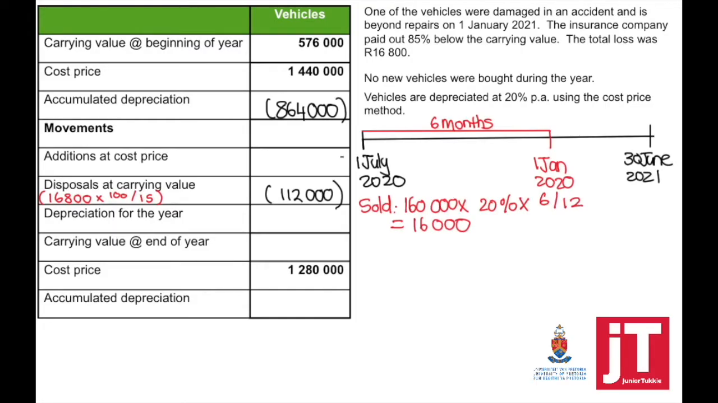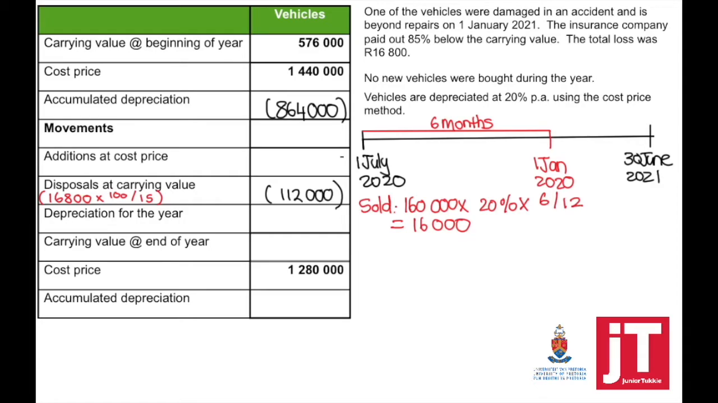If I now look at solving depreciation, the depreciation must be calculated on the old plus that which we've sold. So if we start with the vehicle that was damaged in an accident, so technically we are selling it, we're getting rid of it. It happened on the 1st of January 2021. So depreciation must be calculated from the beginning of the accounting period until the day that occurred, which is the 1st of January 2020.